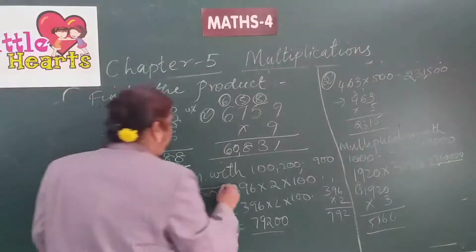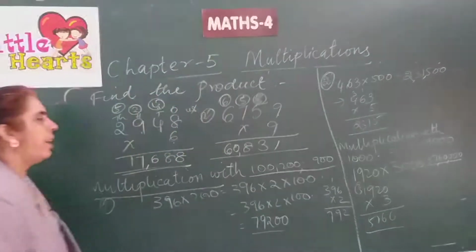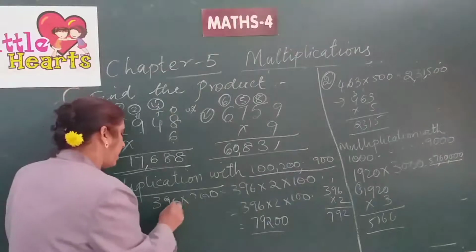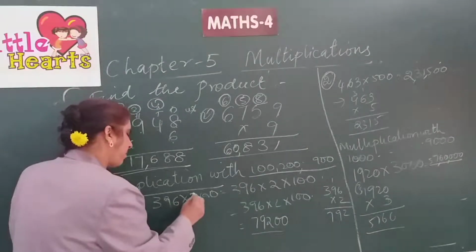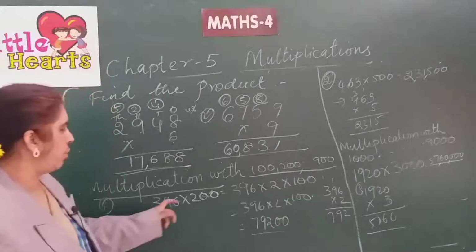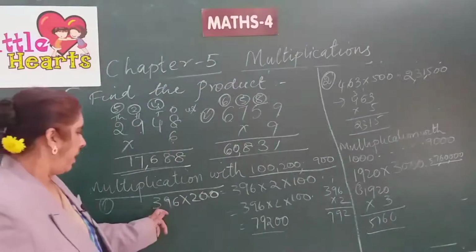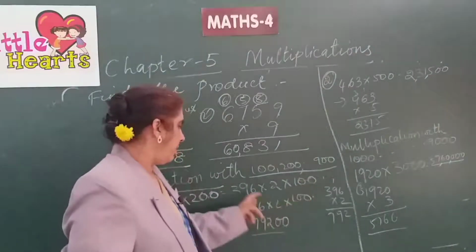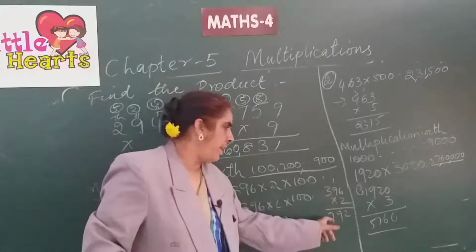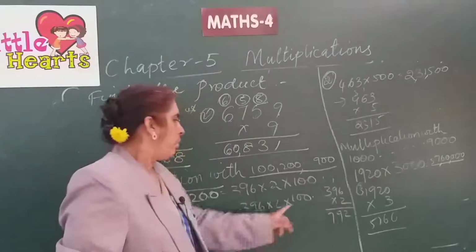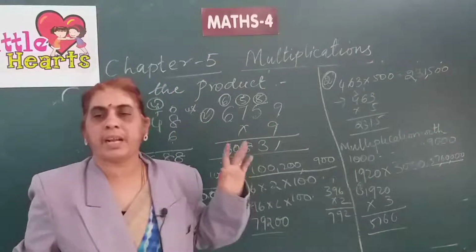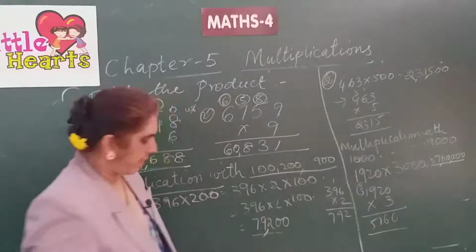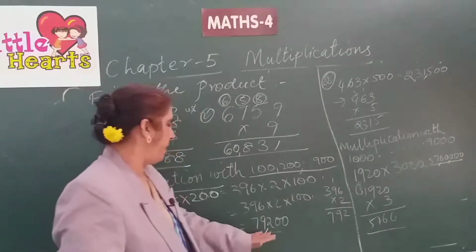Now, multiplication with 100, 200 until 900, the multiples of 100. It's a very easy, shortcut process. 396 into 200. So, 396 and 200 can be written as 2 into 100. And 396 into 2 we have to multiply, that is 792, followed by 2 zeros. Multiplication by 100 is nothing but the given number followed by 2 zeros. So, the answer is 79,200.